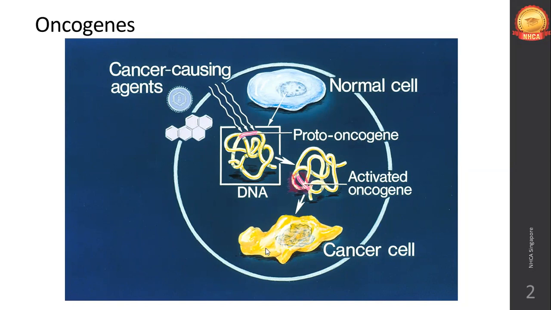Okay, and this cancer-causing cell, when it multiplies and divides, it divides into more and more cancer-causing cells. A normal cell will divide and multiply into normal cells. A cancerous cell will divide and multiply into more cancer-causing cells. Okay. So this is how oncogenes work. Is it clear to all?